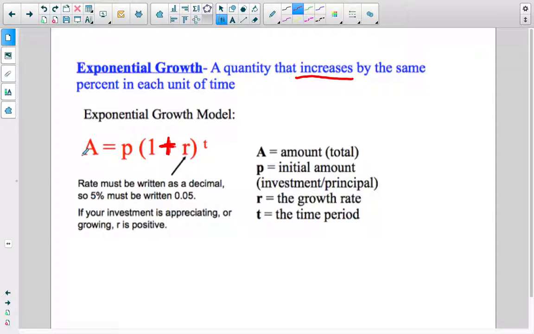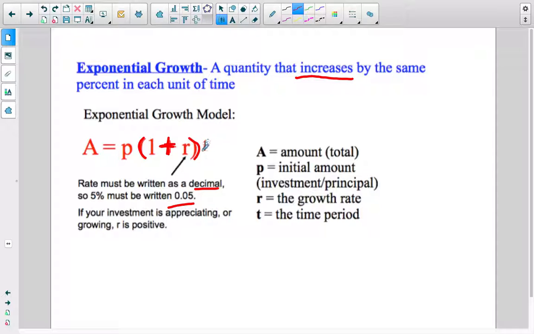Here's our formula for exponential growth. Our answer, our amount, the total, will be equal to whatever our initial amount is, either our investment or the starting amount of a house or something like that. We're going to multiply that by 1 plus whatever the rate is. Now the rate must be written as a decimal. So if the increase rate was 5%, we'd have to change that to 0.05.